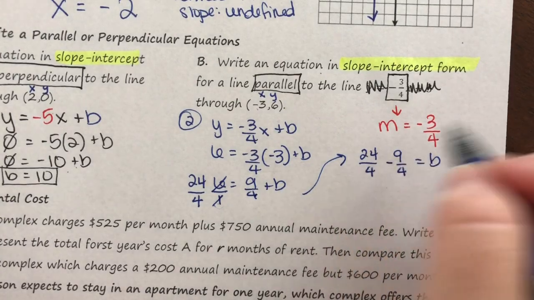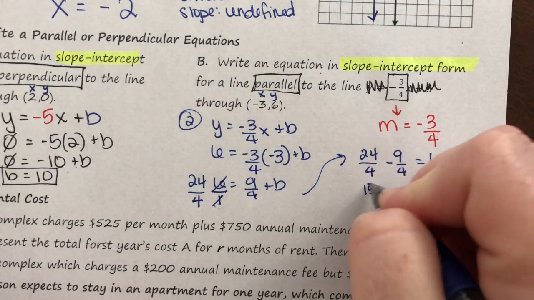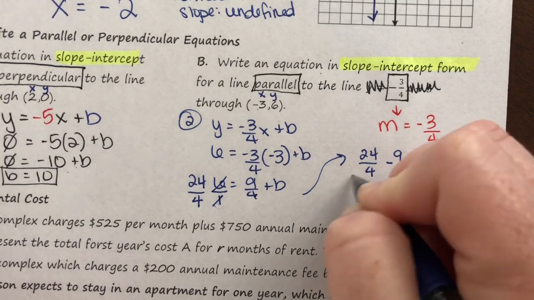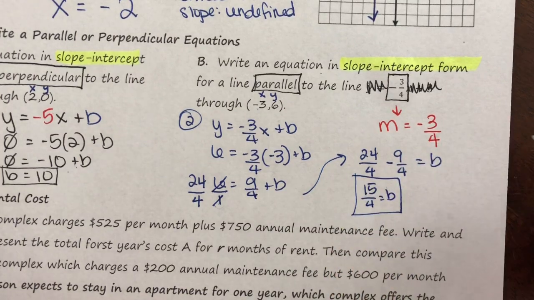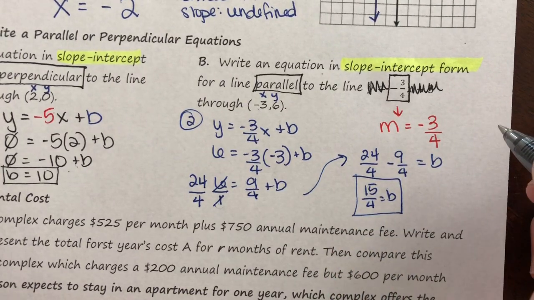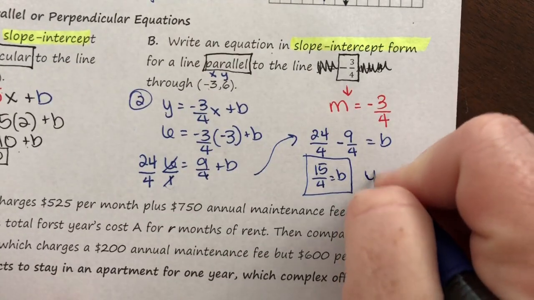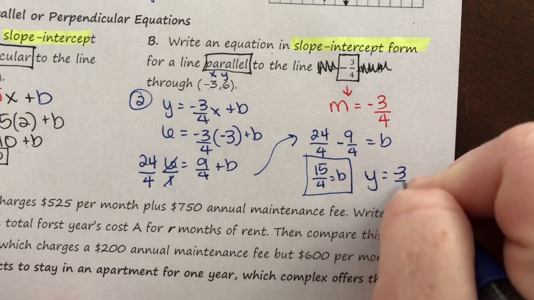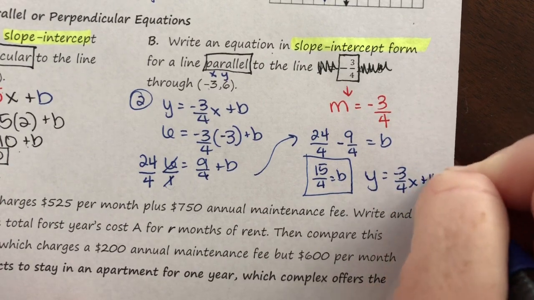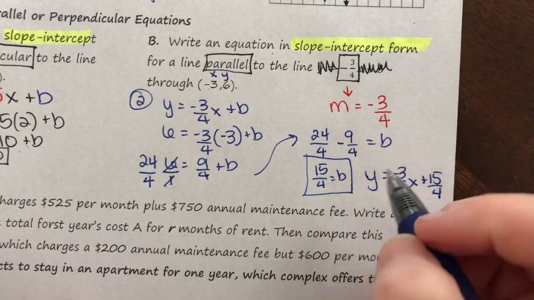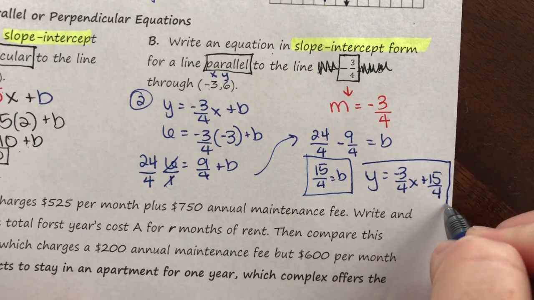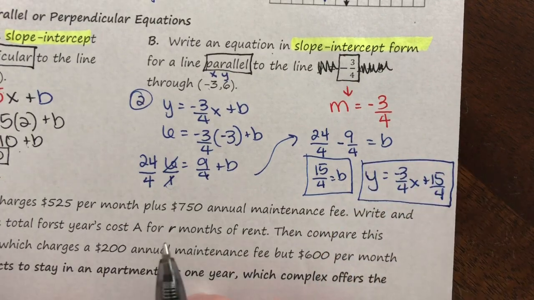And so I just subtract the top. That's 15 over 4 equals b, which would also be 3 3/4. You can change it to a mixed number or not. I don't care at this point. And then we have y equals negative 3 over 4x plus either 15 over 4 or 3 3/4. That would be our equation of our line.